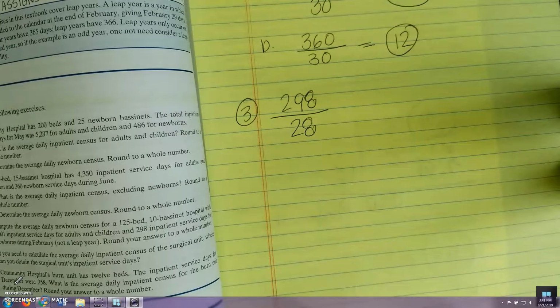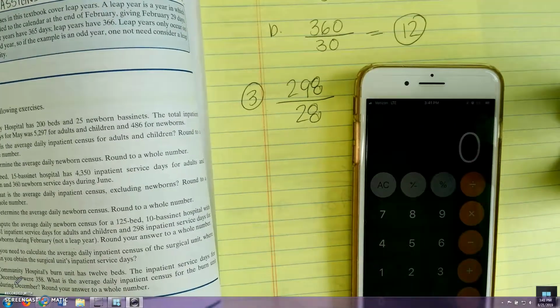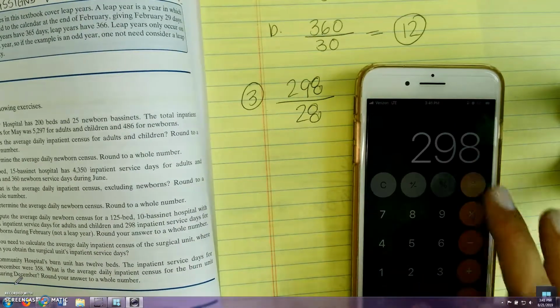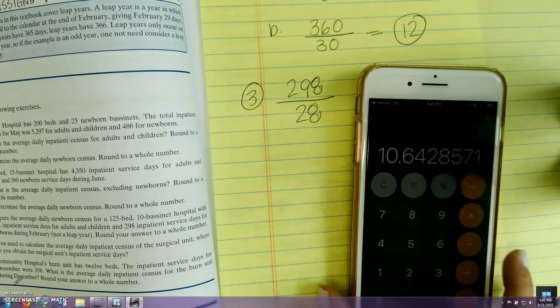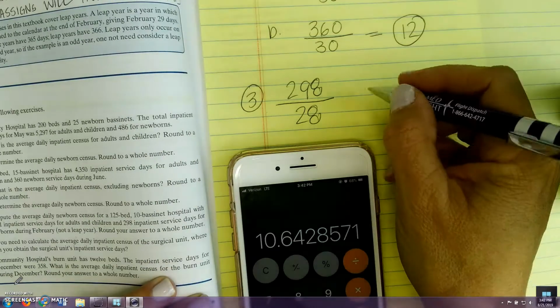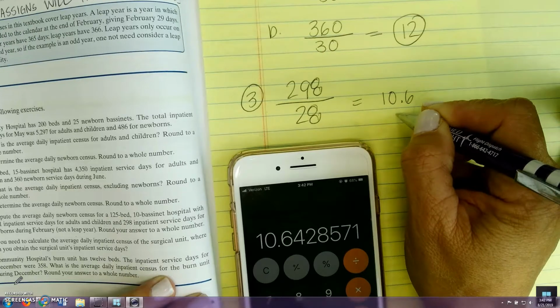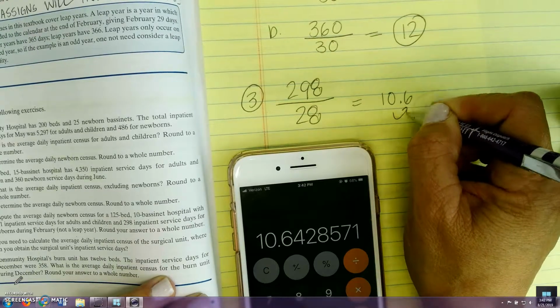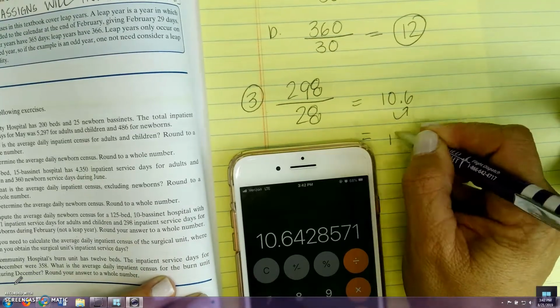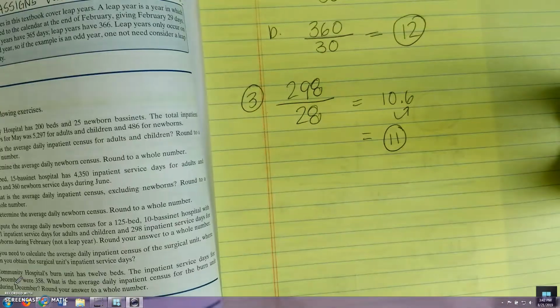So we are going to do 298 divided by 28, and we're going to get 10.6. It asks us to round to a whole number, so we're going to look at the next digit. That's above 5, so we're going to round that to 11. And that should be your answer for number 3.